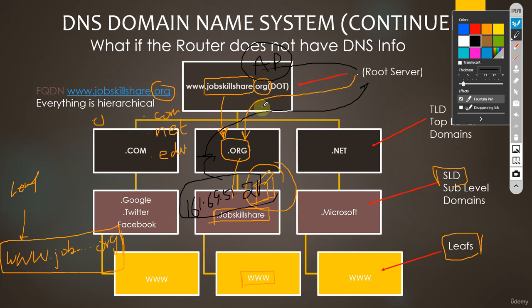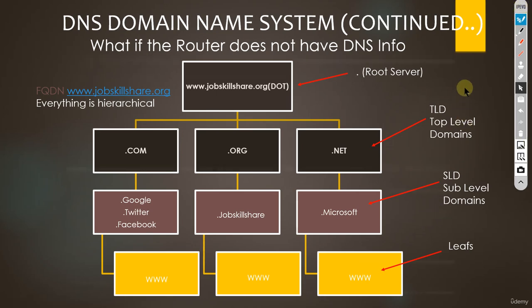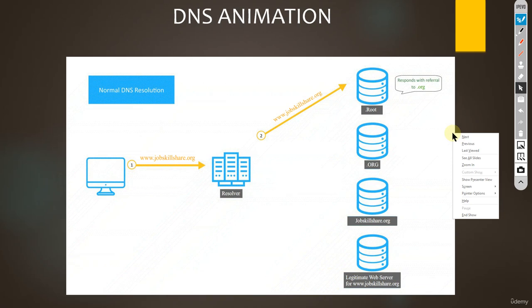Then the access point will cache this information, this public IP, and also will send this information to the PC from where you were trying to search for jobskillshare.org. Okay, so these are the steps or the process involved in finding the public IP against any domain name. If I show you with the help of animation, then you can understand it very well. So let's head over to the next slide.